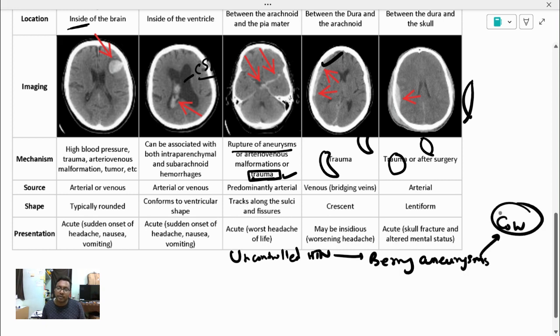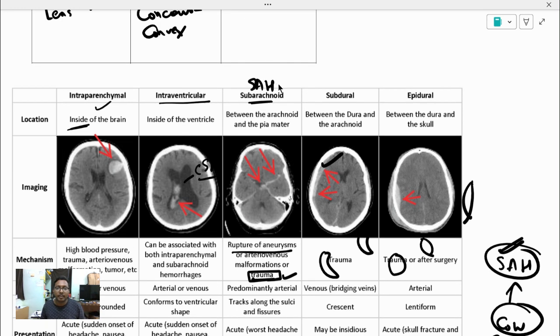So where is the circle of Willis present? Again, subarachnoid space. So what type of hemorrhage will it cause? Subarachnoid hemorrhage. So whenever a patient has uncontrolled hypertension with berry aneurysm, when there is rupture of the berry aneurysm, it can cause subarachnoid hemorrhage. All right. So again, subarachnoid hemorrhage can be due to either trauma or because of this berry aneurysm rupture.